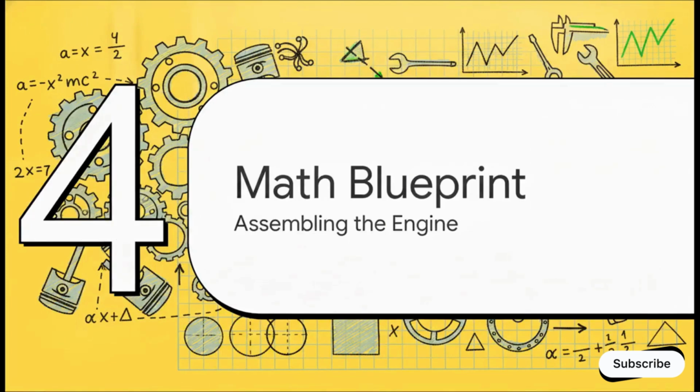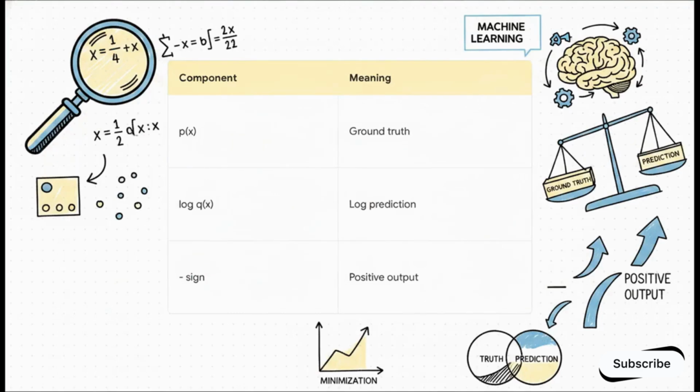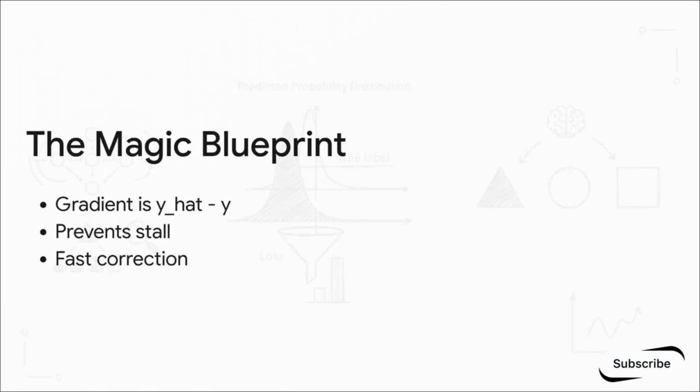Section 4, the mathematical blueprint. So let's inspect the structural integrity of the math itself. The formula is the negative sum of p of x times the log of q of x. You can think of p of x as the ground truth, our one-hot vector. q of x is the model's prediction. By taking the logarithm of the predicted probability and multiplying it by the truth, we isolate the exact error. And that negative sign just ensures our final calculated loss is a positive number, since the log of a fraction is always negative.